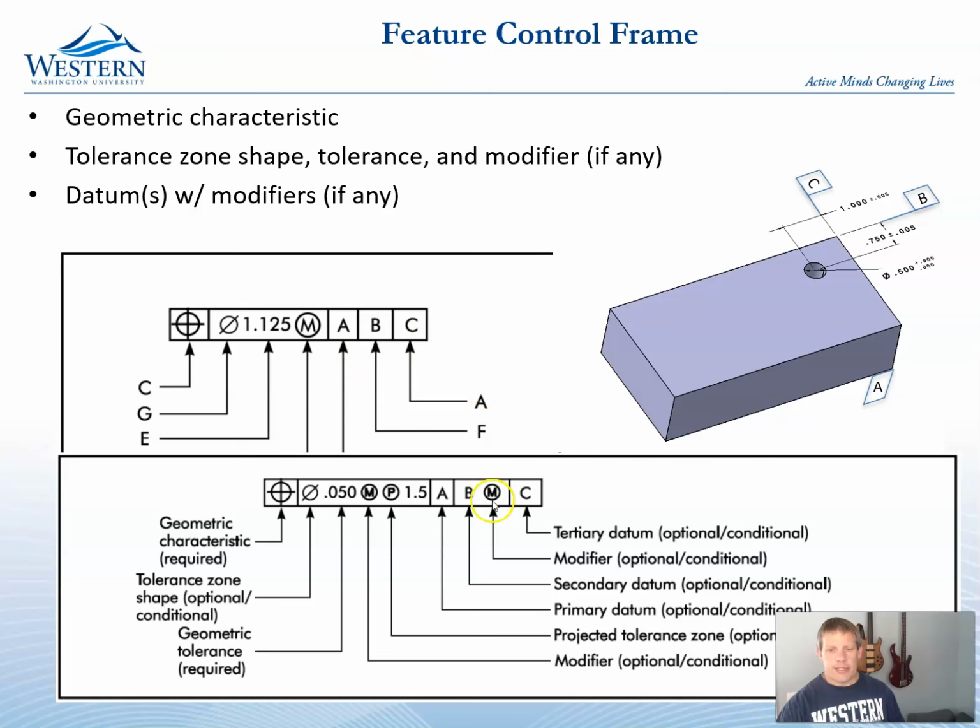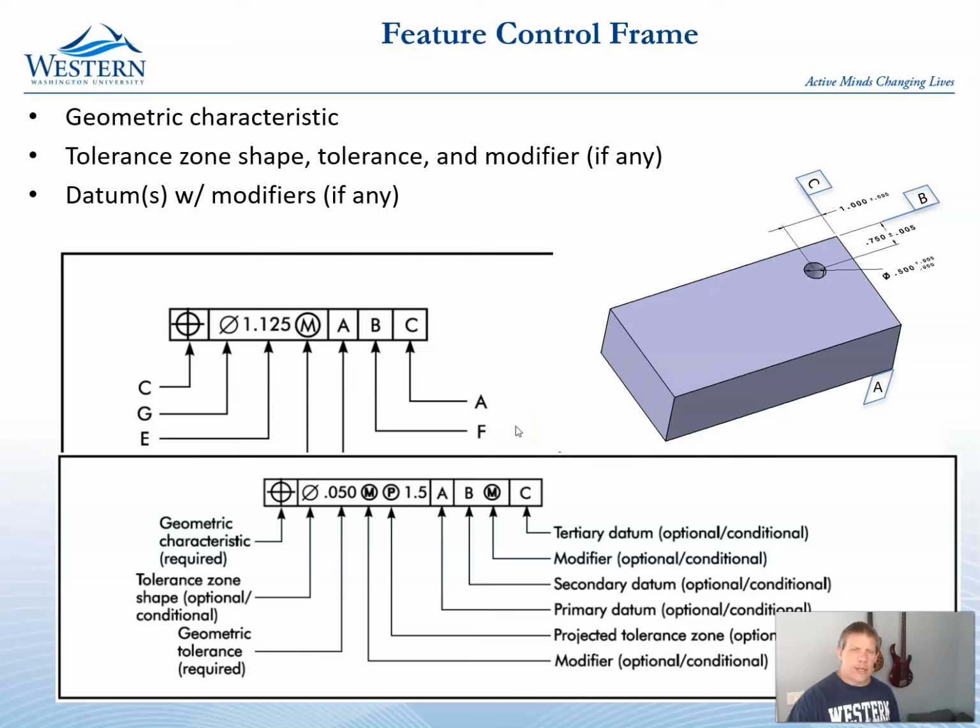So a couple of things here. The datums can be called out at a maximum or least material condition. They can have a modifier as well. That doesn't make much sense on a surface, but it could if something were called out with a thickness, or if it's a hole or a shaft sort of feature, or a profile could be called out as a maximum material condition. So any of these, A, B, or C, could have that.